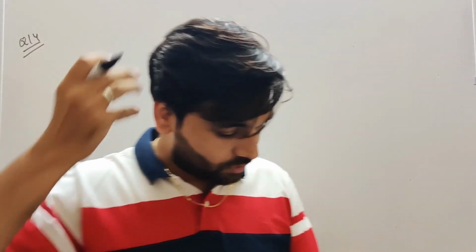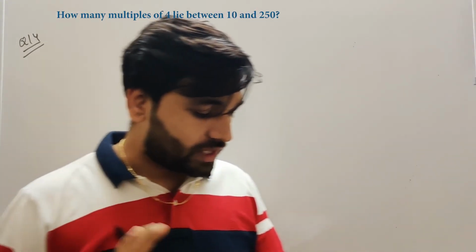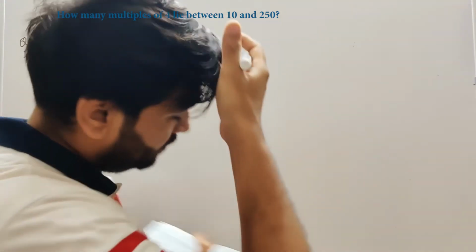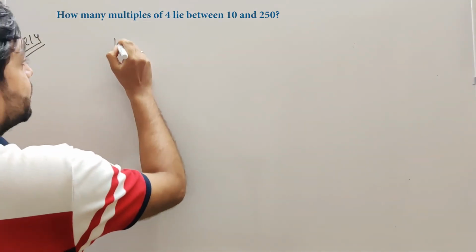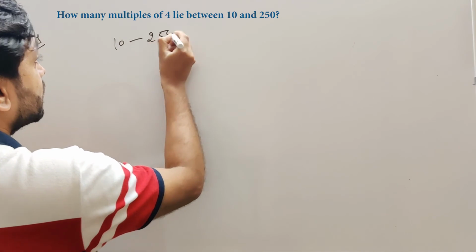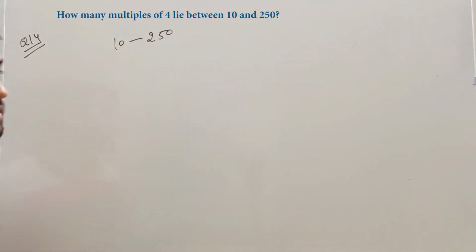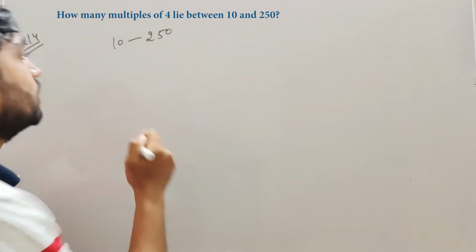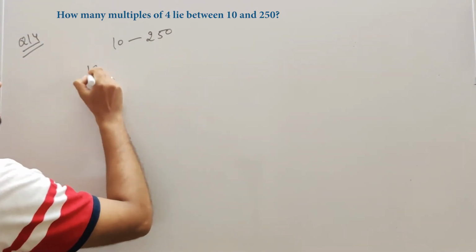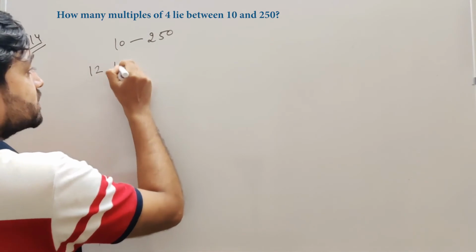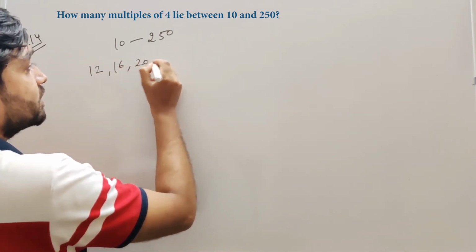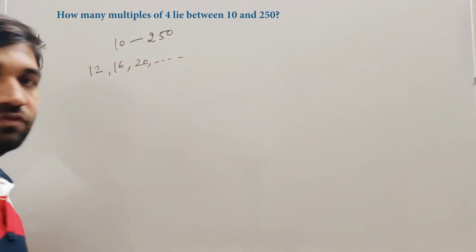Alright, the next question, question number 14. How many multiples of 4 lie between 10 to 250? Multiples of 4. Okay, so after 10, which is your first multiple of 4? 12. And the next multiple of 4? 16. 20. And so on. The last number is 250.